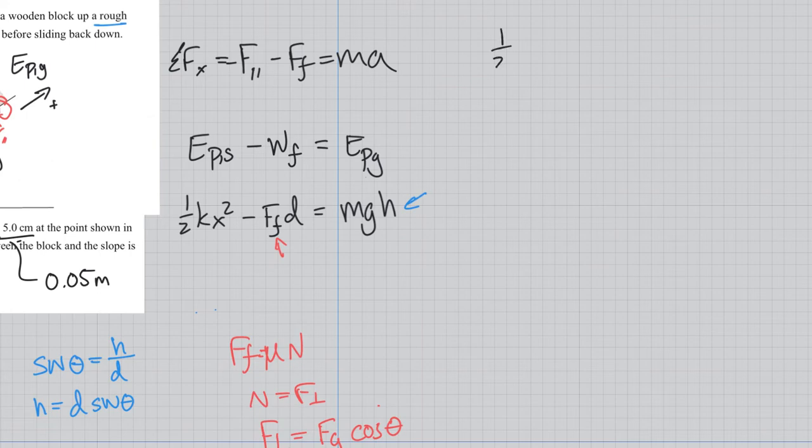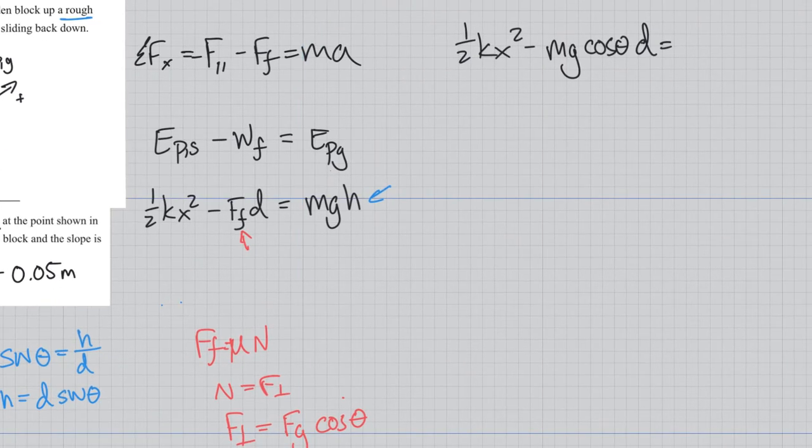So we get 1/2 kx squared equals, minus force of gravity, which is mass times gravity, cosine of theta, times d, equals mg sine of theta times d. So we just plugged in those two equations into that. And essentially what we're trying to do is isolate d, right? Get d on one side and find what that is.